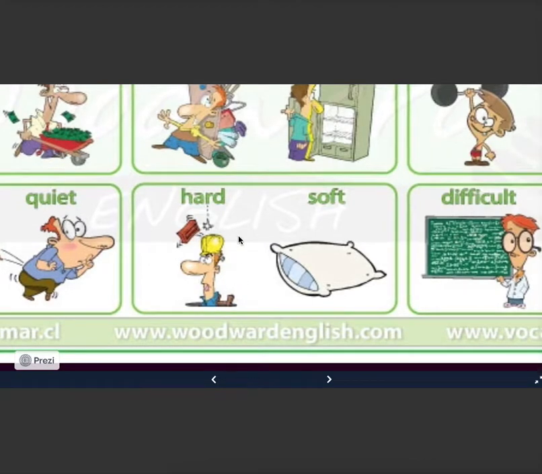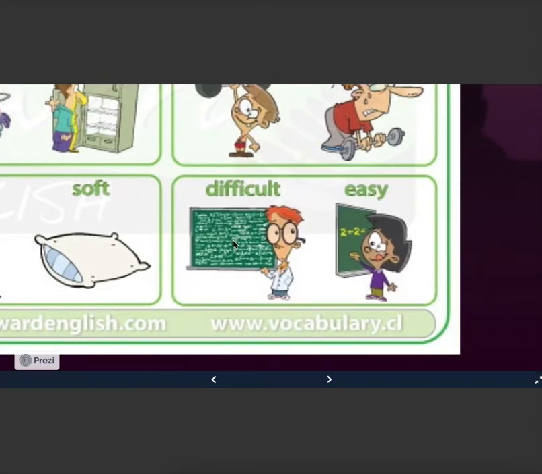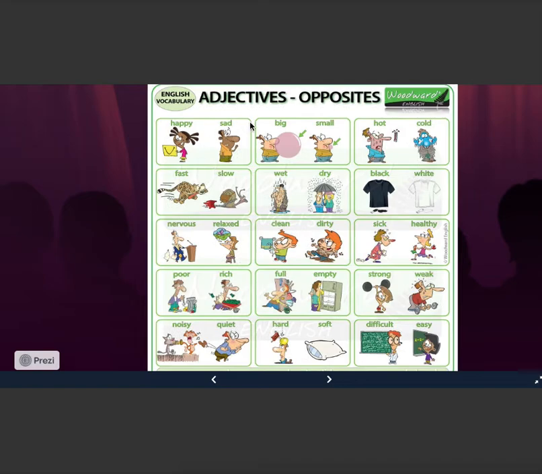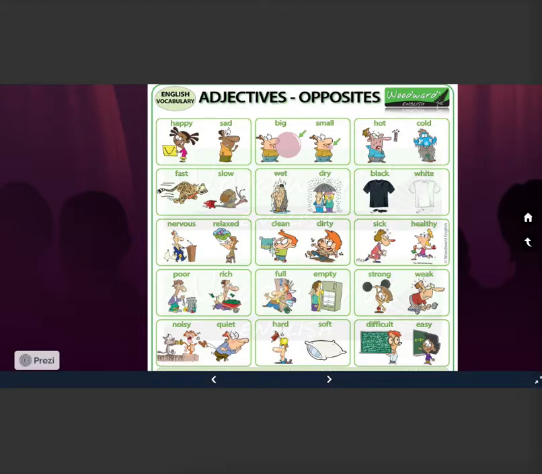So we have hard, we have soft, we have difficult, and we have easy. So, my dears, this list of adjectives are not the most common adjectives, but these are super useful. But there are a lot of adjectives, guys, a lot of adjectives you can use.